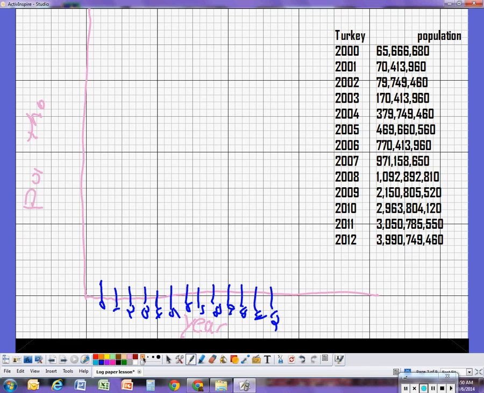And then for the year, we start with 65,000. This is why regular graph paper sucks. You have to go to 4 million in some way, but you have to start with like 60,000. So now you have to figure out how to go from 60,000 to 4 million in an equal amount of time. It's kind of horrible.